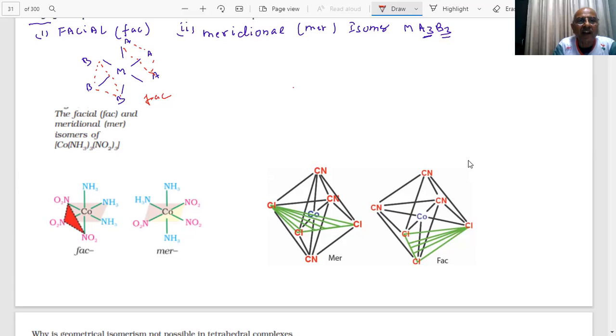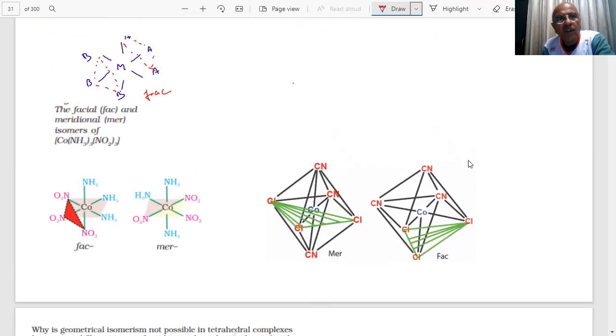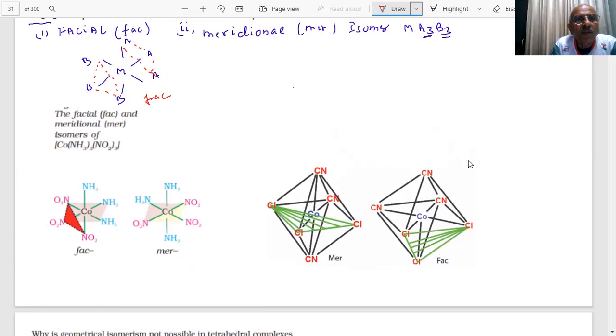This is called a FAC isomer. FAC is basically the cis form, students. Now, if I want to write the mer form, this is my FAC form, facial.